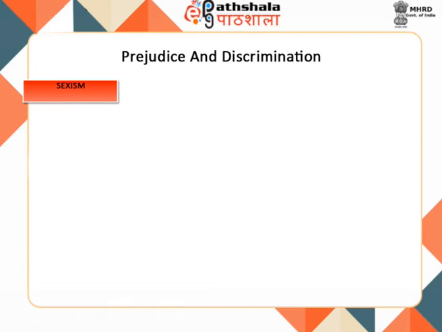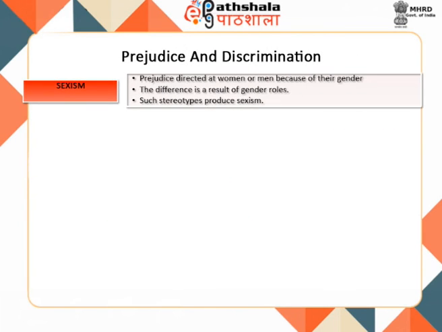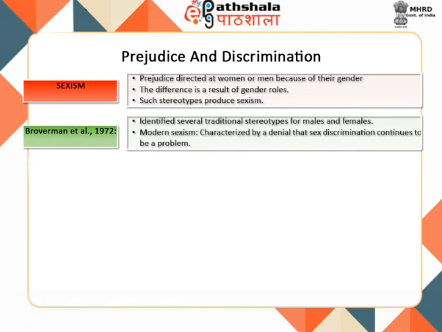The difference in the way boys and girls are treated is a result of gender roles. These expectations involved often lead to bias and stereotyping. Such stereotypes produce sexism. A classic study by Broverman et al. identified several traditional stereotypes for males and females. Modern sexism is characterized by a denial that sex discrimination continues to be a problem.